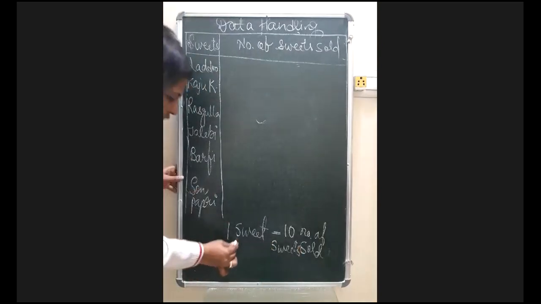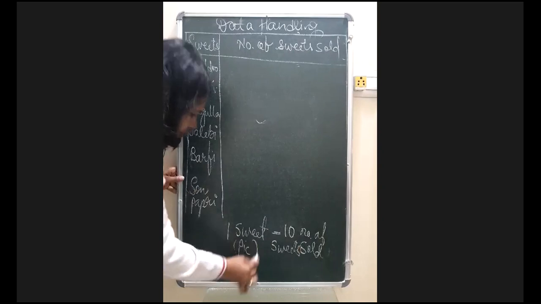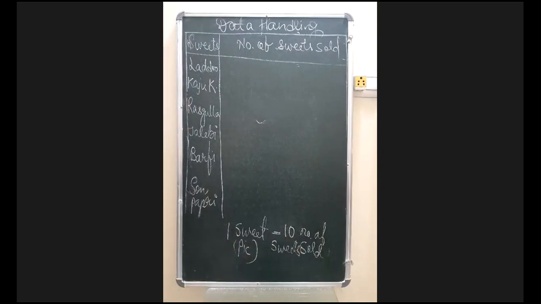One sweet means I'm talking about one picture. So one sweet picture which you draw here will represent 10 sweets sold. What about 5 then? If you have to represent 5, you just draw that sweet as a half. So if you have to represent 25 or 35, you just draw that particular sweet in a half position. It will be solved then.